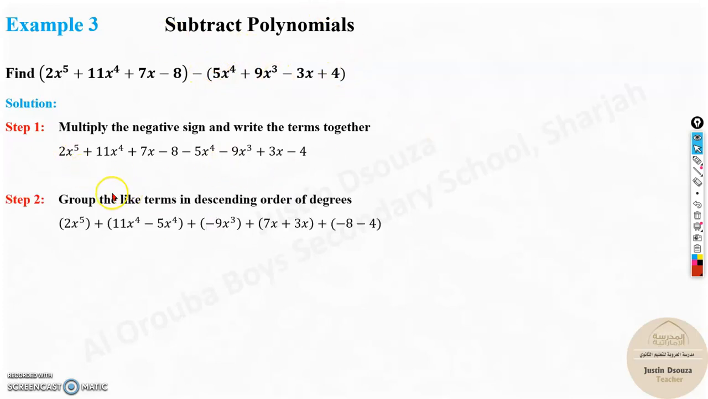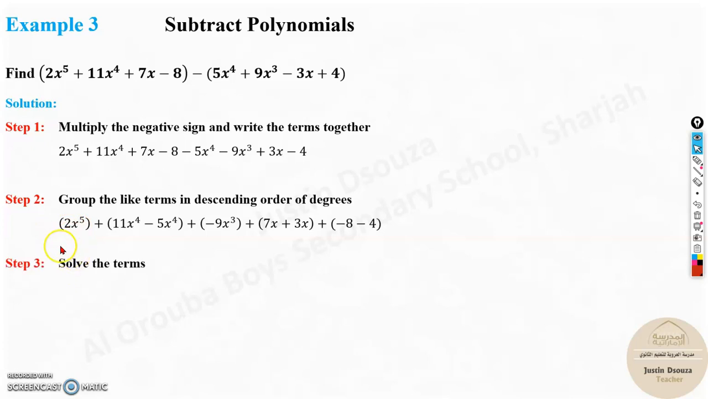Now group the like terms. Over here 2x power 5 is alone. There is no other x power 5. Whereas 11x power 4 minus 5x power 4. And next we have minus 9x cubed, plus 7x over here, plus 3x. These are like terms. And lastly the constants, write them up together. So this is it. Now you need to subtract them.